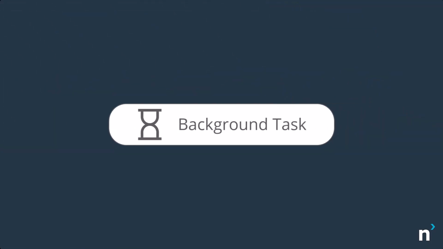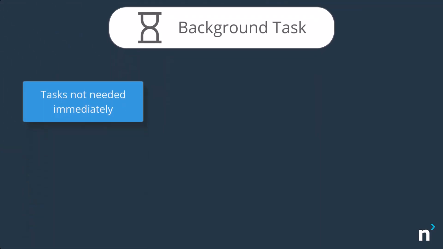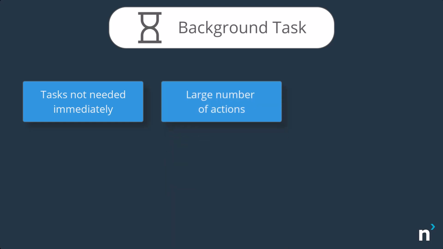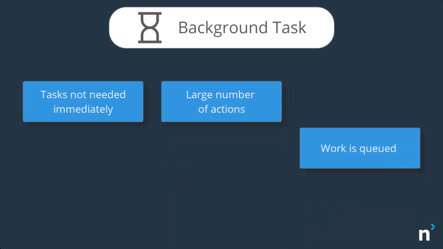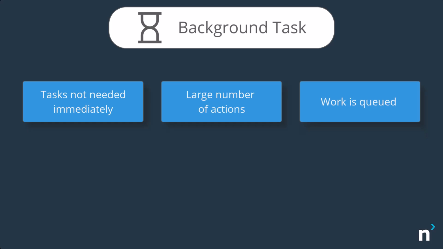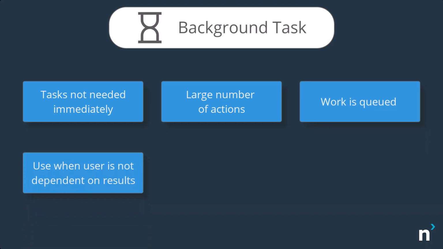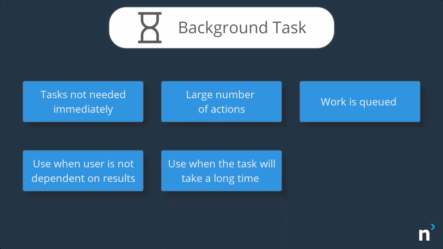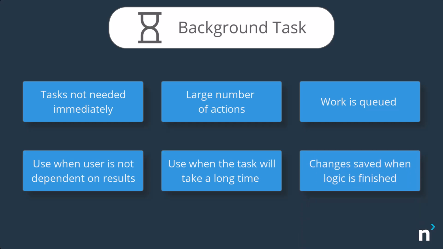Background logic blocks handle tasks that don't need to be done right away. They can perform many of the same actions as transaction logic blocks, but instead of running immediately, the work is queued to be completed later. Use them when the user isn't waiting on the results, or the task might take a long time to finish. The changes made by background logic blocks save as soon as the logic finishes executing.